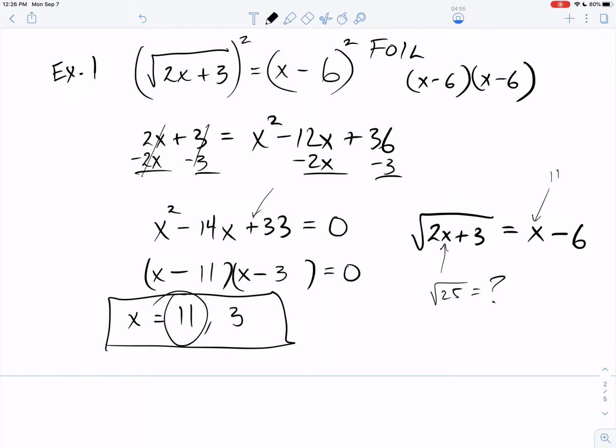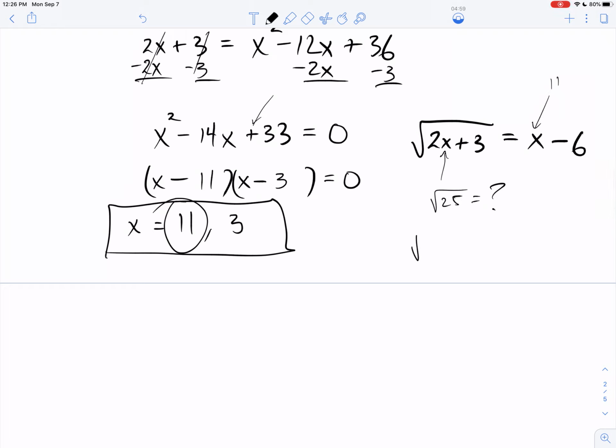But if I plug 3 into my original, let's see what happens there. If I take the original problem and I plug in 3. Well, 2 times 3 is 6. 6 plus 3 is 9. What's the square root of 9? The square root of 9 is 3. But if I plug 3 into this side, 3 take away 6 is negative 3. Wait a minute. Square root of 9 does not equal negative 3. This guy is not valid.